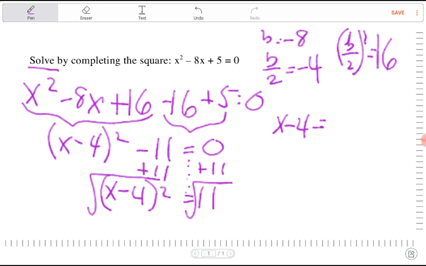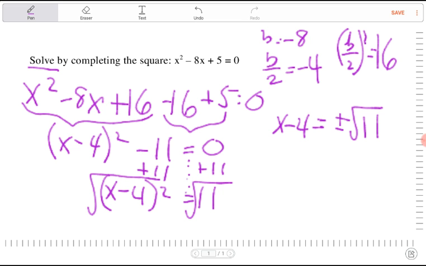Now, don't forget that when we take a square root of something, the square root is both the positive and the negative of that. So the square root of 11 is some ugly number, so I'm not going to write it out. I'm just going to leave it. But whatever it is, it's the positive or the negative.